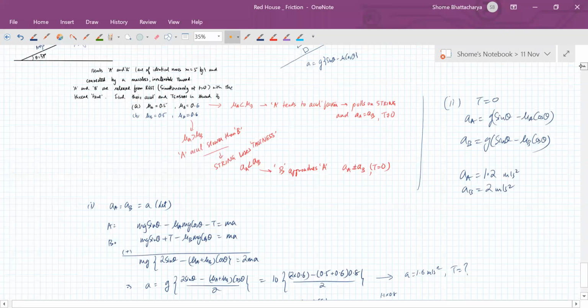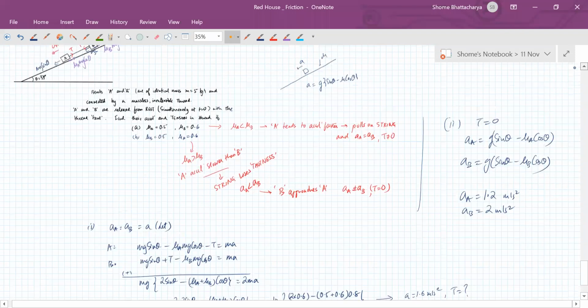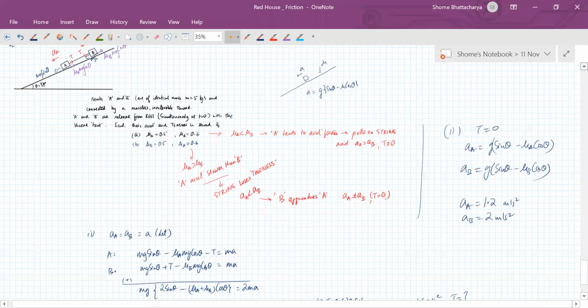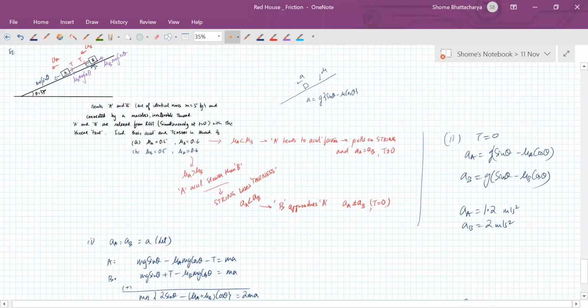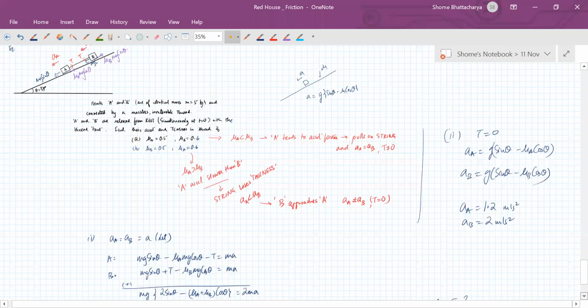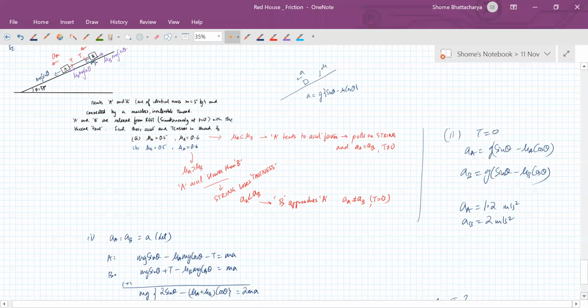Okay, people, so hope this is clear to all of you. There is a similar question in HCV where, instead of a string between the two blocks, the blocks are actually kept against each other. There it is the reverse. When the tendency for B is to move faster, they will move together because B will be pushing A with a normal reaction force. Whereas when the tendency of A is to move faster, they lose contact and there's no normal reaction. Here there's a string attached between them, so it's the reverse case. They will have common acceleration when A has a smaller coefficient of friction, and tension is non-zero.